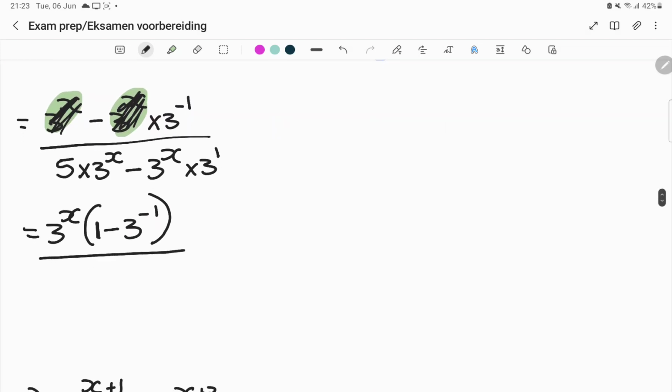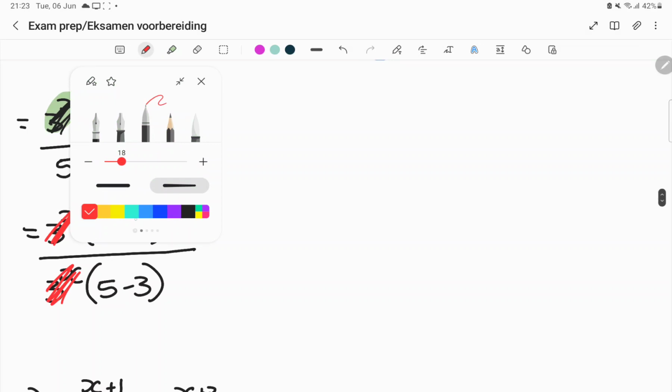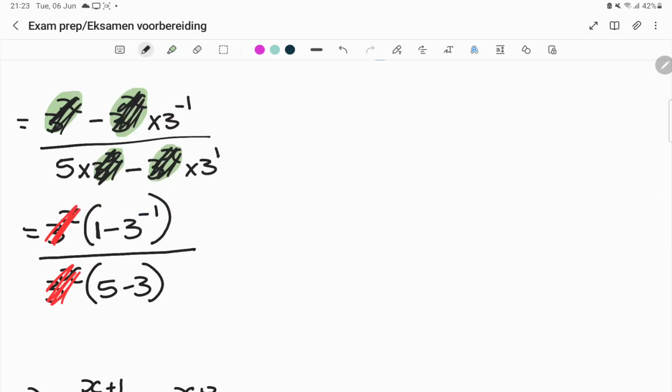Okay, then we're going to do the same at the bottom. So here I have a 3 to the power of x, here I have a 3 to the power of x. I'm taking out a common factor of 3 to the power of x. Now if I remove this one and I remove this one, I'm left with 5 minus 3. Now we can see that this 3 to the power of x can cancel with this 3 to the power of x, which leaves me only with what is left in my bracket. You can use your calculator on this step, or you can use your brain, whatever you feel like.